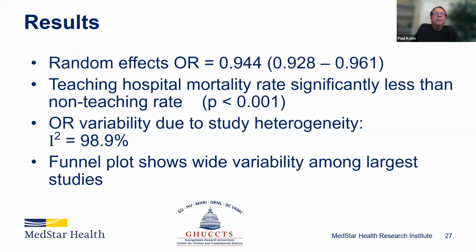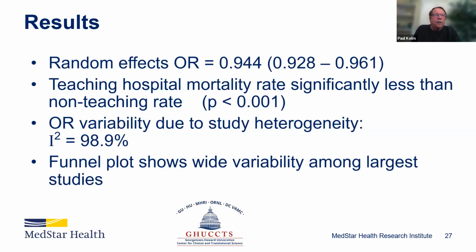So the random effects odds ratio was 0.94. And because of the large number of studies, this was statistically significant. However, the I-squared statistic was nearly 99%. So this is saying that the results are primarily, almost entirely, due to differences between the studies.